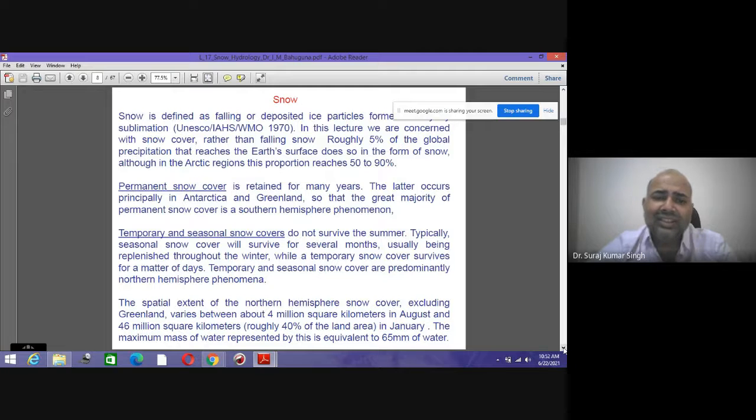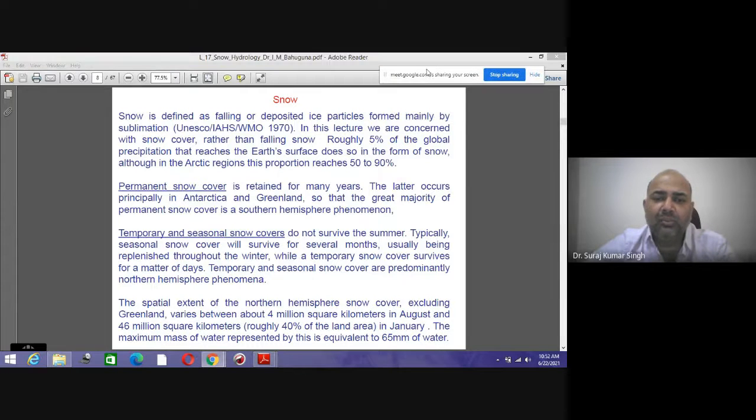So snow is defined as falling or deposited ice particles formed mainly by sublimation, as per the definition given by UNESCO and various other meteorological departments. In this lecture we are concerned with snow cover rather than falling snow. Whatever we will be reading about is the snow that is covered on the land, rather than the snow that is falling. So we are concentrating more on the snow that is on the earth surface.